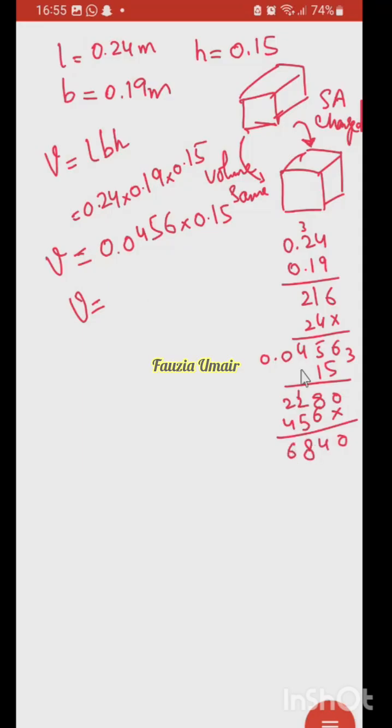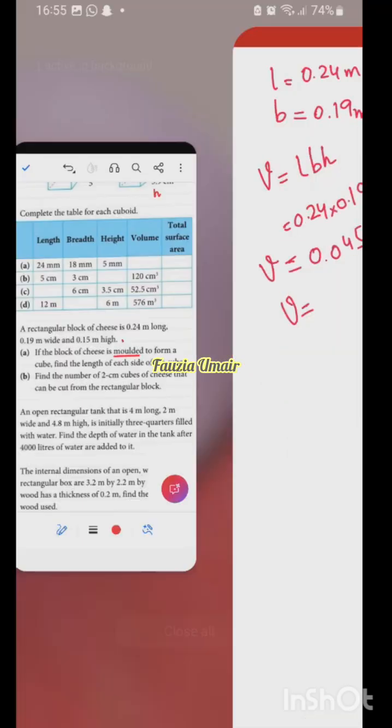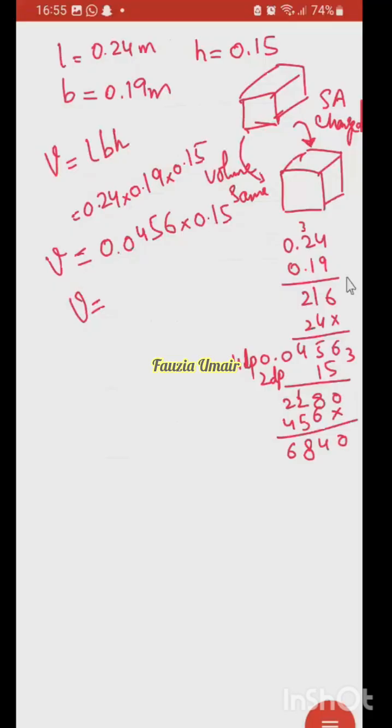Now, how many decimal places? Take it, this is 4 decimal places, and this is 2 decimal places. So the answer comes at 6 decimal places, right? So what will happen? 2 zeros will come. This will be your answer. Okay, beta? So the answer is 0.006840. What will be the unit? Meter cube.